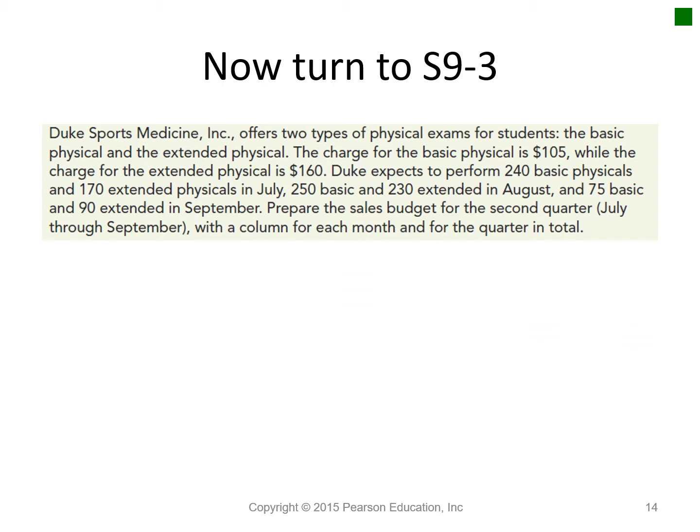Okay, so let's look at this illustration. This is S9-3. We've got Duke Sports Medicine. They have 2 types of physical exams for students. They call the basic and then the extended physical. They charge for the basic $105. They charge for the extended $160. So here's our 2 sales prices.